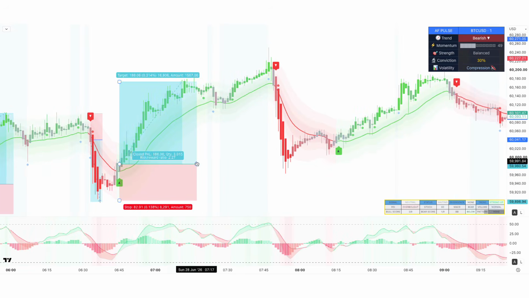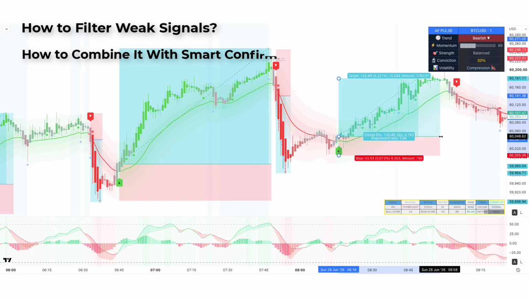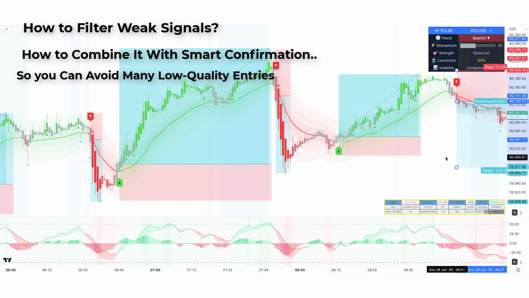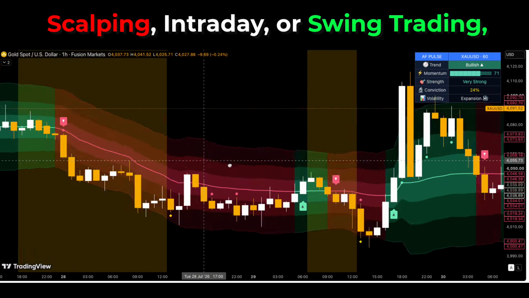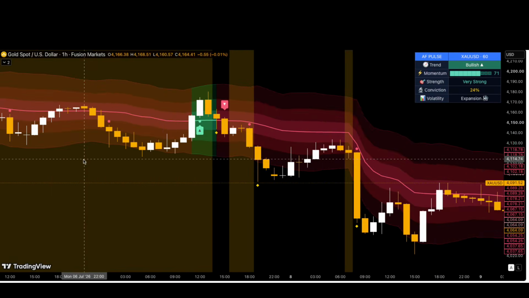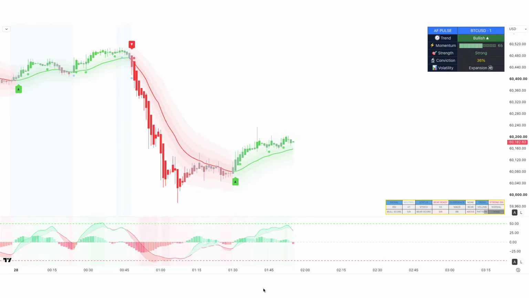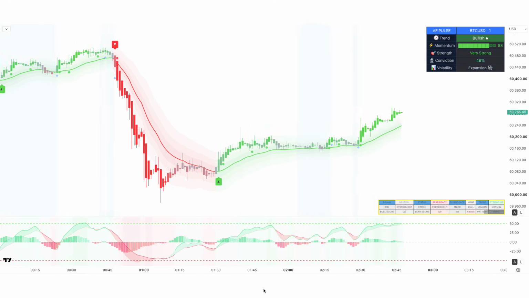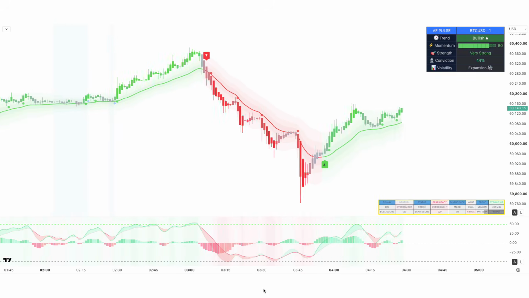I'll explain how to set it up, how to filter weak signals, and how to combine it with smart confirmation so you can avoid many low-quality entries. Whether you're into scalping, intraday, or swing trading, these techniques can help you build a more structured trading approach. Stay with me until the end, because I'll also share the settings I personally prefer and a simple strategy to use this indicator more effectively.